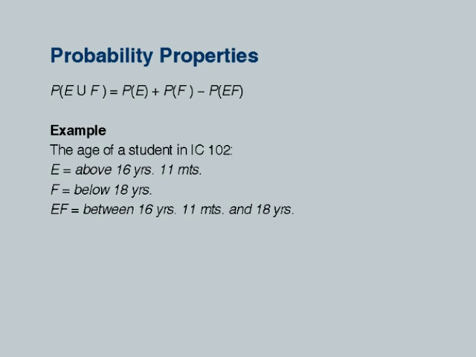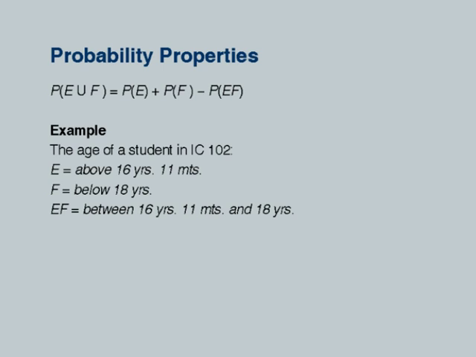So, the experiment is: what is the age of a student in this class. And we cite two events over here. Event E says that the outcome is above 16 years and 11 months, and the other event F is below 18 years. So are these two mutually exclusive sets? No, they have something in common. So of course the probability of that intersection PEF is not 0 over here. So EF is all the outcomes which range in between 16 years 11 months to 18 years.